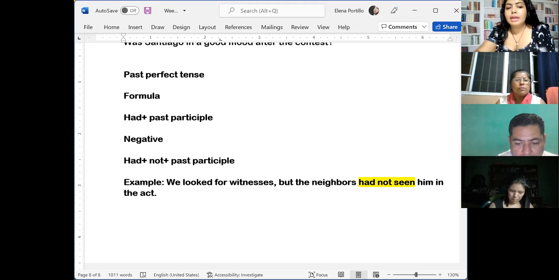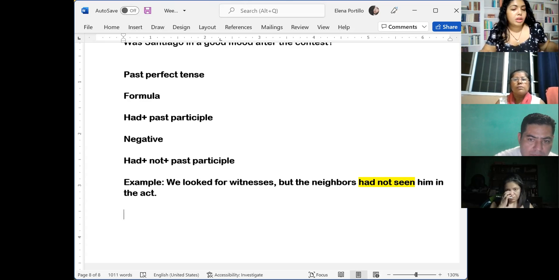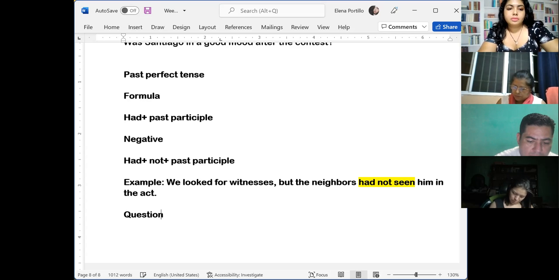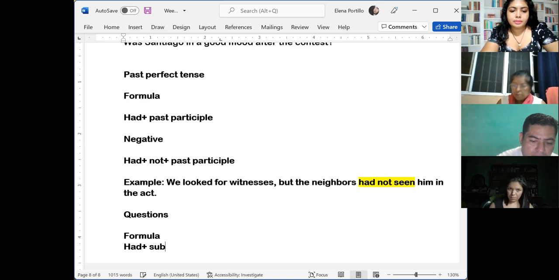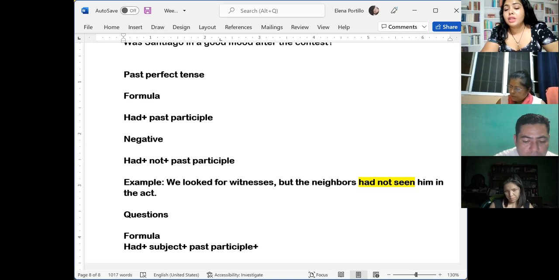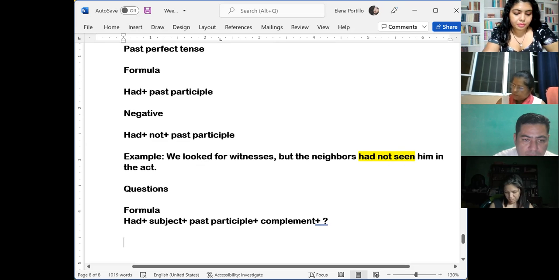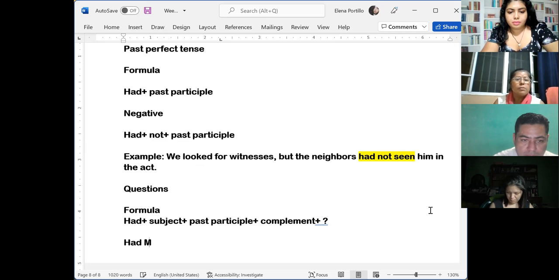Then, how can we make this structure to create a question? So the formula for this one, we're going to change the structure a little bit. So we have first had, the subject, plus past participle. Then, of course, we have the complement plus the question mark.